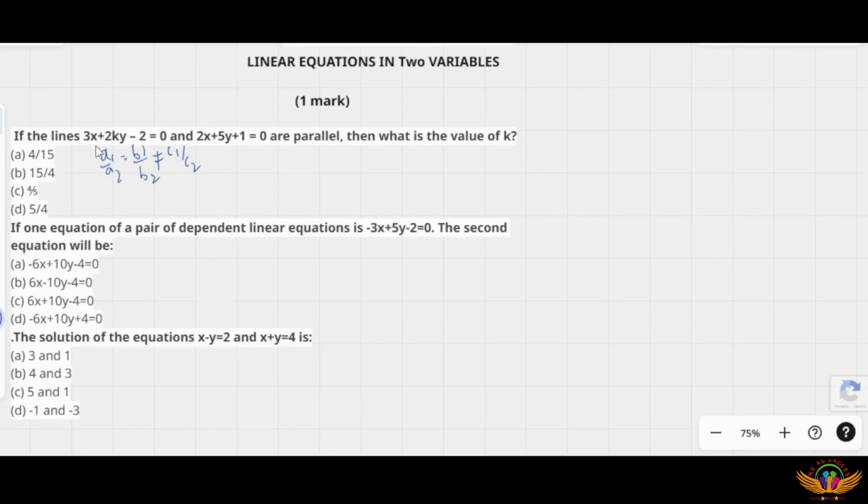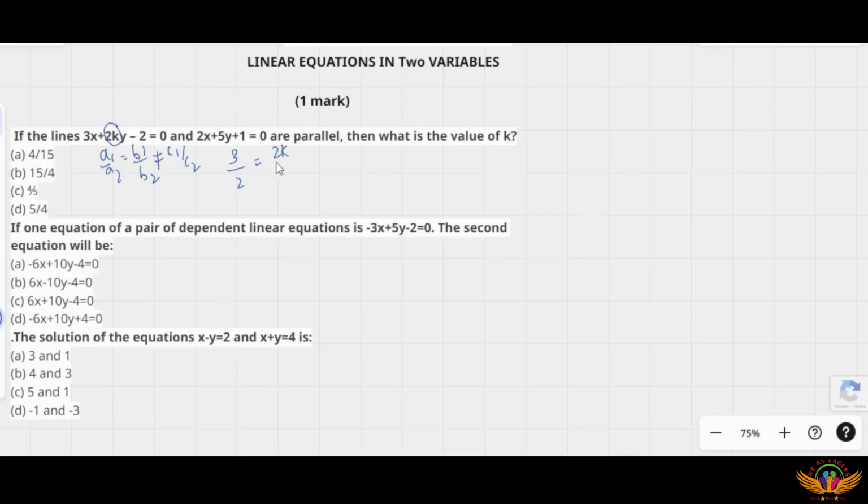What is a1 here? 3. So a, b, c are the numbers. Please remember these are the coefficients of x, y. Don't get confused. a, b, c are the numbers behind the variables. Here a1 is 3 and here a2 is 2. I'm going to write it directly: 3 by 2 is equal to 2k. The complete part behind the variable y will be the coefficient. Don't just write 2 or just write k. Some people will write ky. No. The coefficient is defined as the complete part which stays behind the variable.